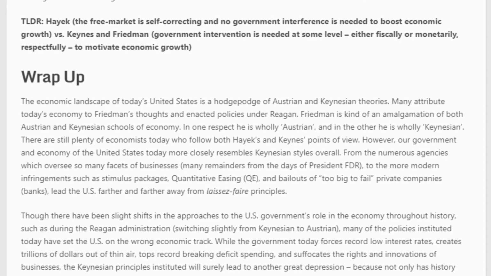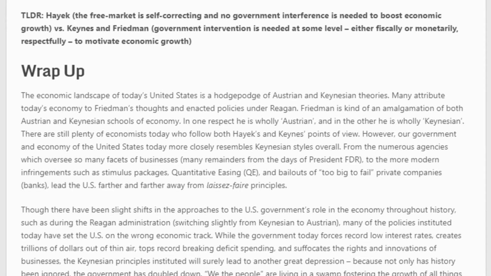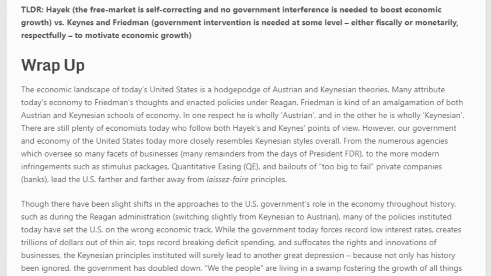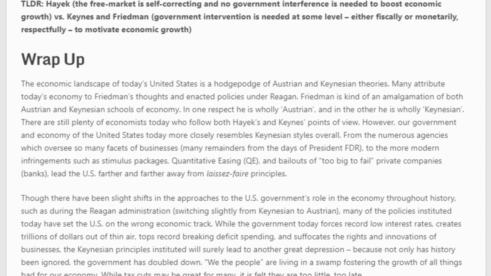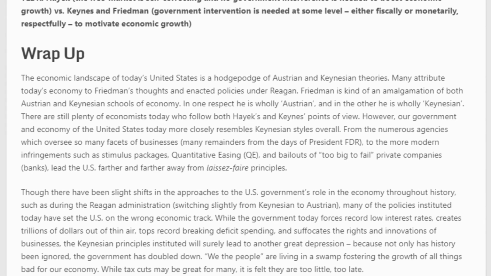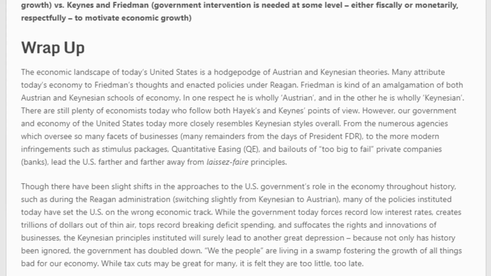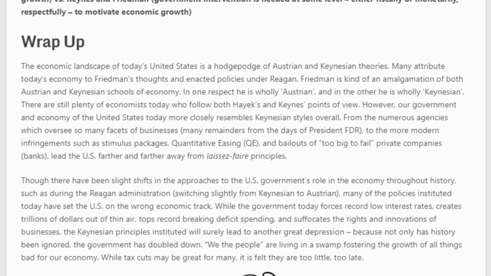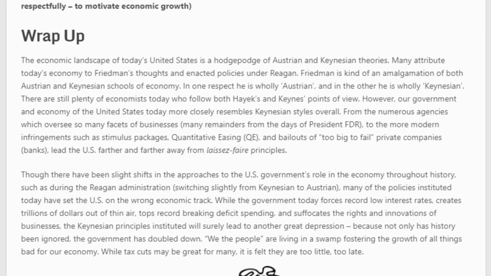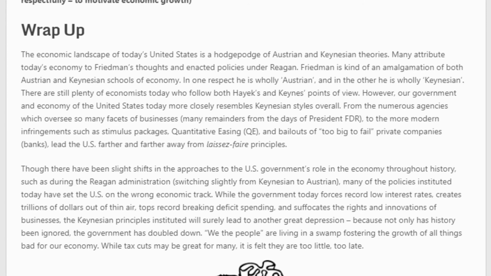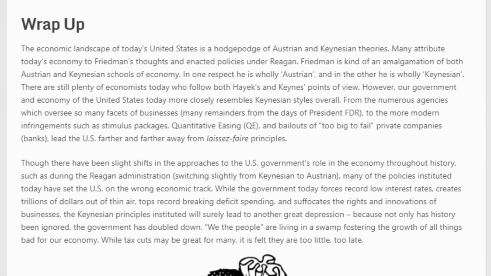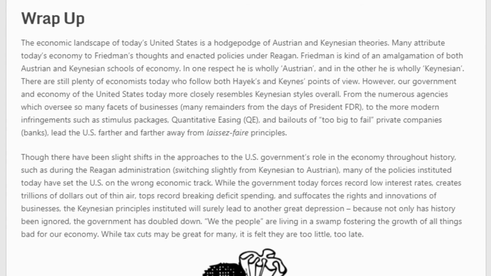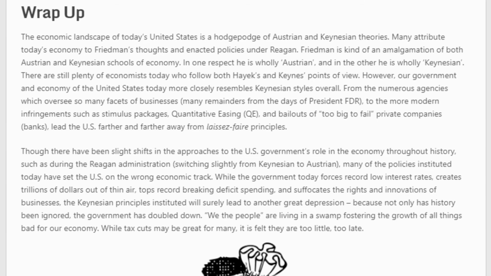However, our government and economy of the United States today more closely resembles the Keynesian styles overall. From numerous agencies which oversee so many facets of business, many of which are remainders from the days of President FDR, to the more modern infringements such as the stimulus packages, quantitative easing, and bailouts of too-big-to-fail private companies and banks, lead the U.S. farther and farther away from the laissez-faire principles.